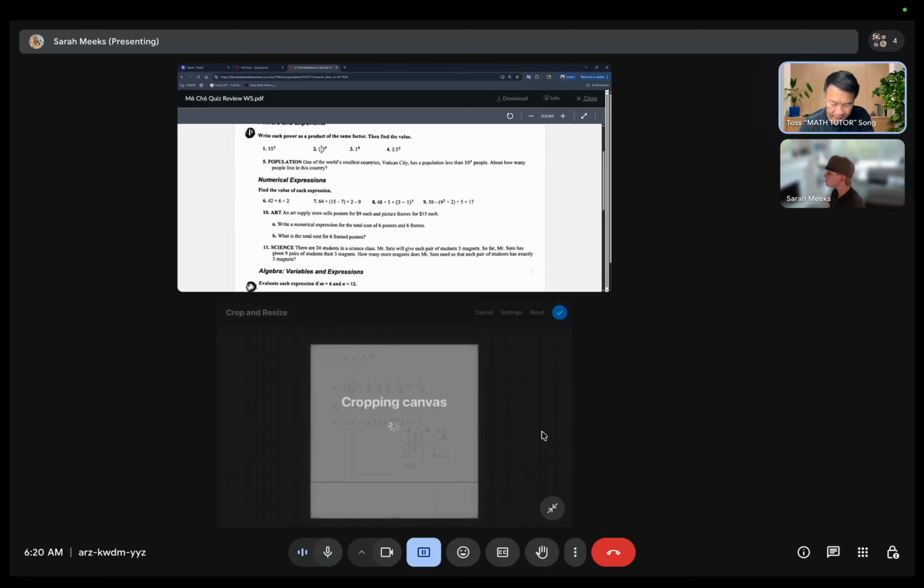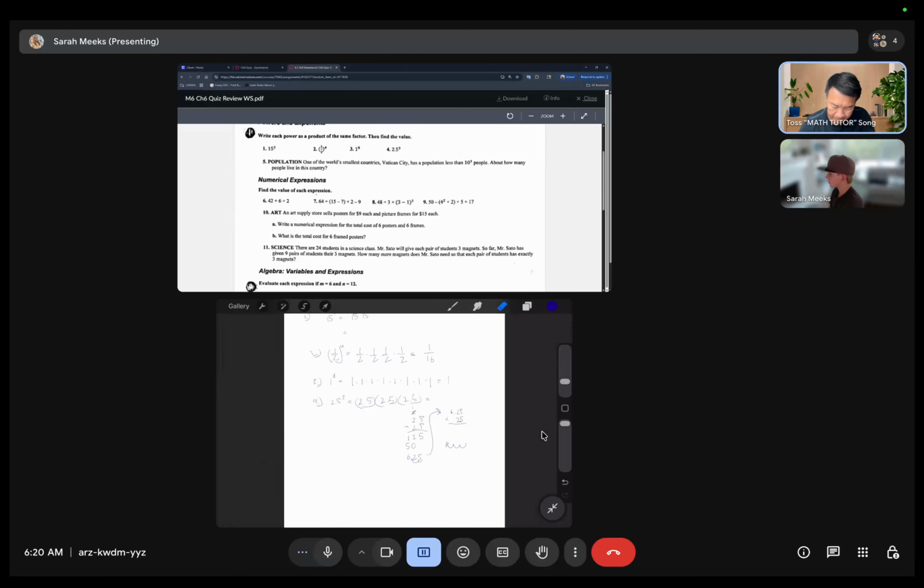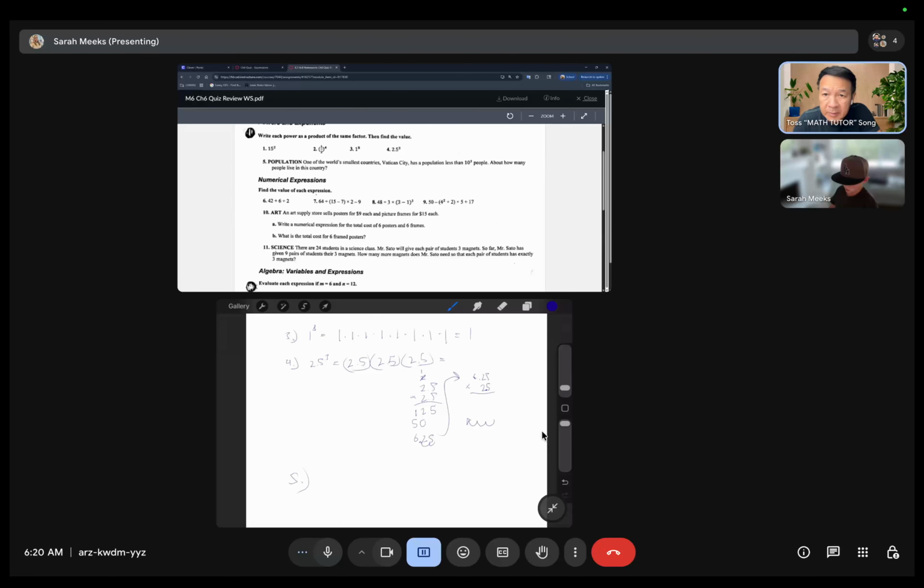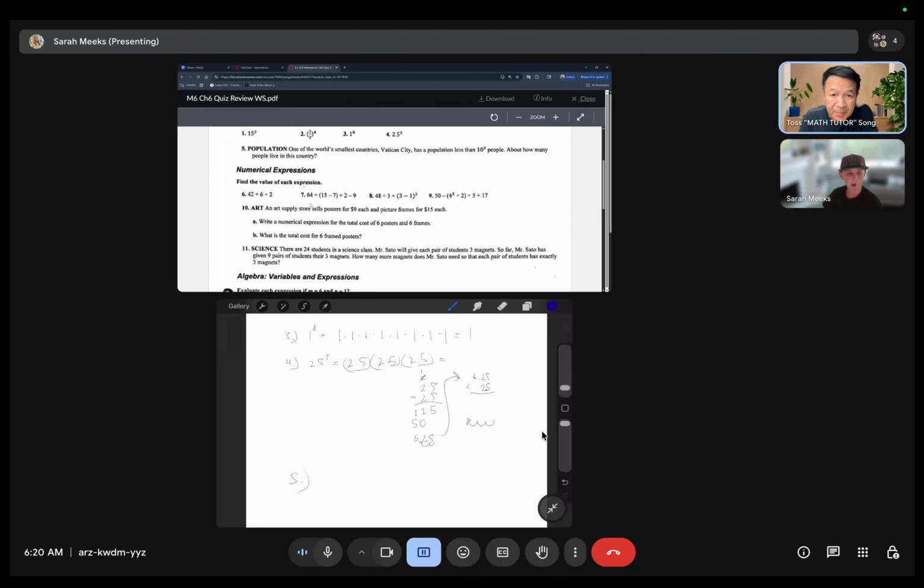Okay, let's see number 5. Okay, one second here. All right, let me see. Population. Okay. One of the world's smallest countries, Vatican City, has a population less than 10 to the 3rd people. Okay. About how many people live in this country? Well, you want to show the work here. 10 to the third is 10 times 10 times 10.